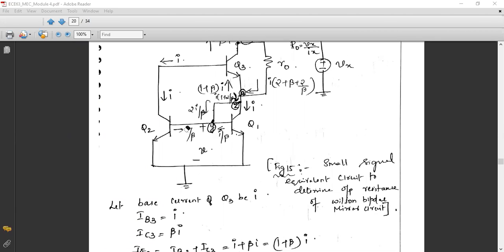So the base current of Q1 and Q2 is now denoted as I divided by beta, where I is the collector current and beta is the current amplification factor.